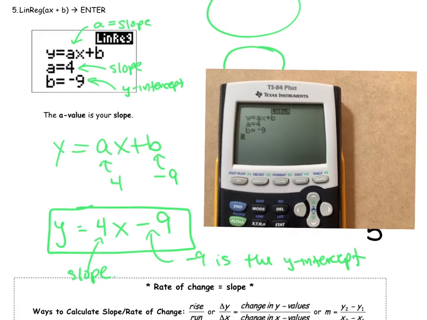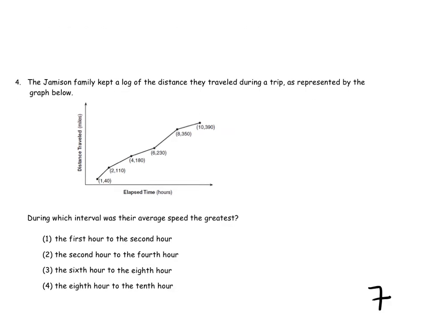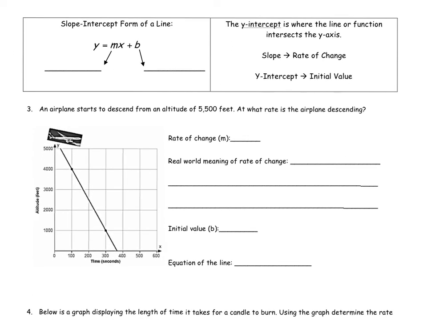Now let's take a look. We're actually going to skip ahead all the way over to page 8. We actually kind of just talked about this already. We have the equation y equals mx plus b, where m is our slope and b is our y-intercept. We showed how to find that on the calculator. So let's take a look at question 3. We're going to do this one together.